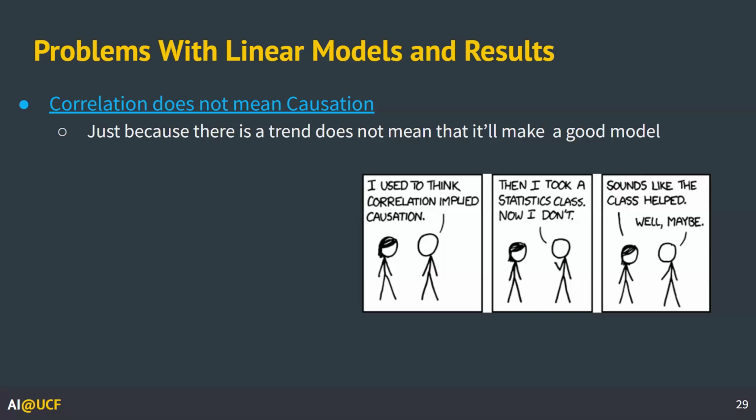And before, the biggest thing that you need to understand about all machine learning is that correlation does not mean causation. Just because you see a trend of, oh hey, when this goes up, this also goes up, that does not mean that this going up causes this to go up.